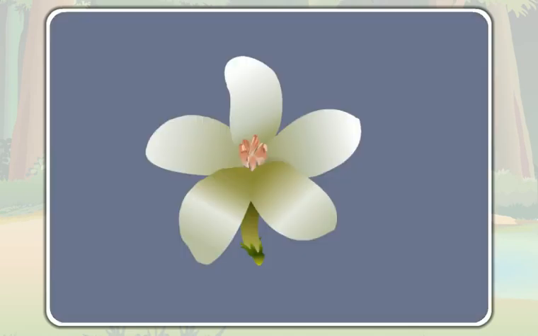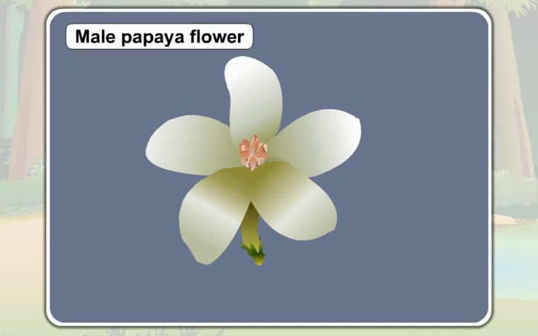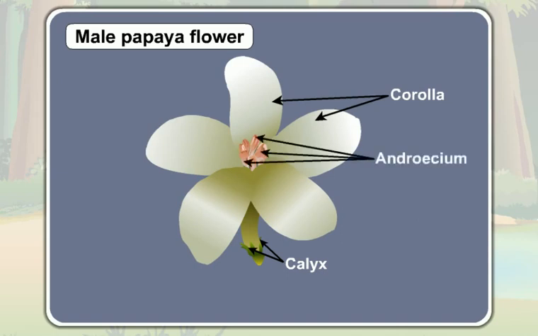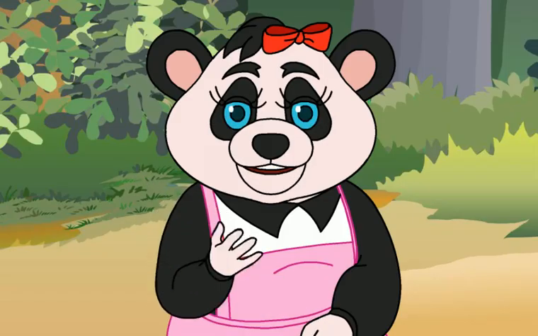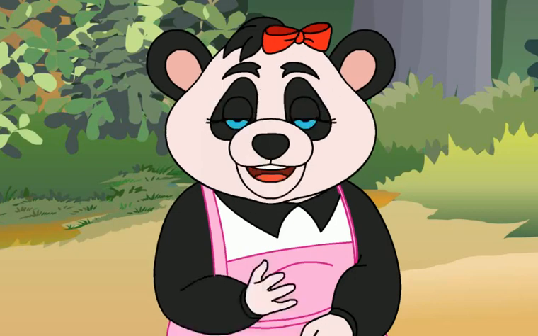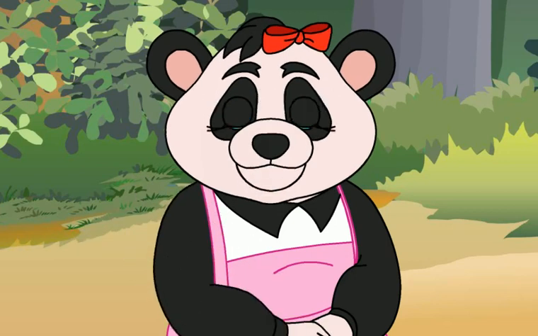Now, have a look at this flower. It is a male papaya flower. This is its calyx. This is the corolla, and this is its androecium. Tell me, do you see its gynoecium? No, you don't. Male papaya flower doesn't have gynoecium.